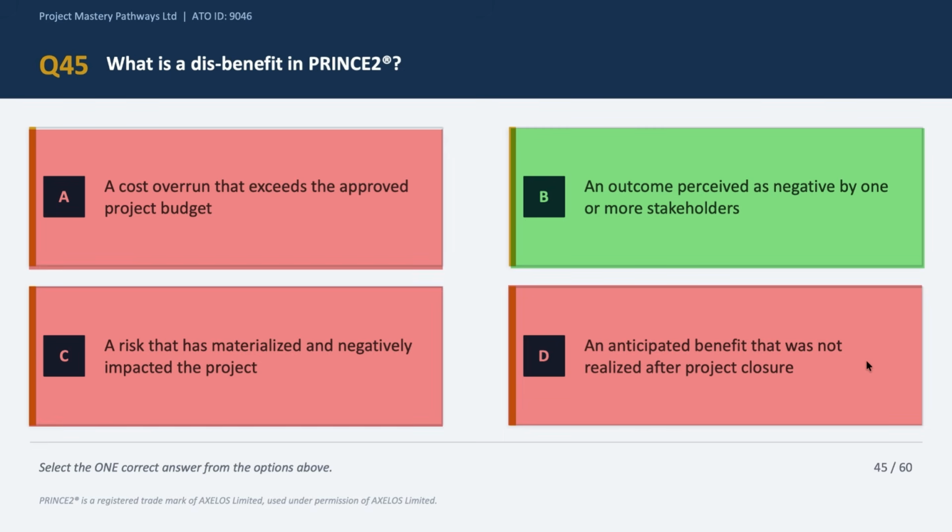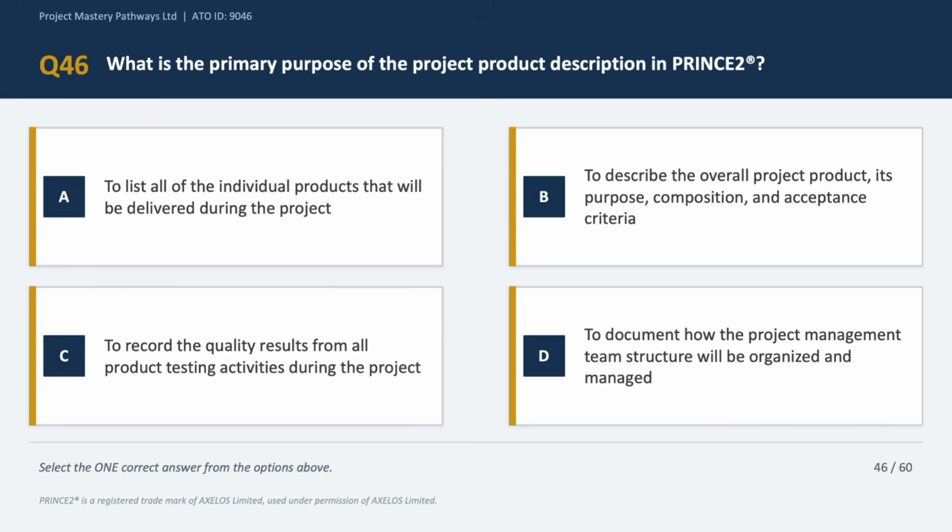So for example, a new automated system that reduces staff workload might also result in job losses, right? Now, the members of staff who are affected by that job loss event can perceive that outcome as a disbenefit. Okay, so PRINCE2 requires these to be identified and managed properly. So the correct answer is option B. Right, so let's move on. Question number 46. What is the primary purpose of the project product description in PRINCE2?